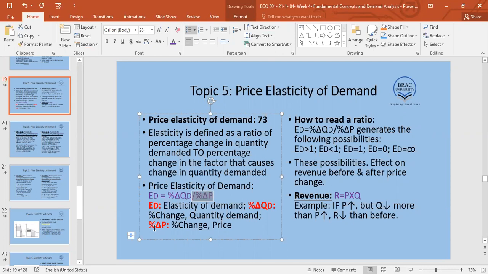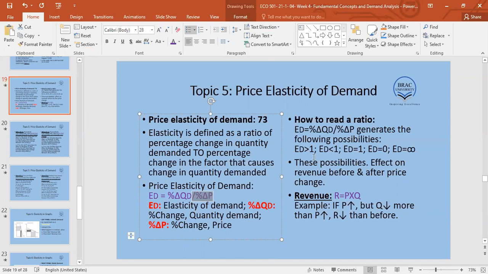So when we are seeing the percentage change in the quantity demanded due to a percentage change in price, this ratio can be greater than 1. An extreme of greater than 1 is that it can be infinity, a very, very big quantity. The numerator and the denominator can be equal to each other. In that case, the ratio will be equal to 1. The next thing is that the ratio is less than 1. When we are calculating less than 1, the extreme value will be 0.